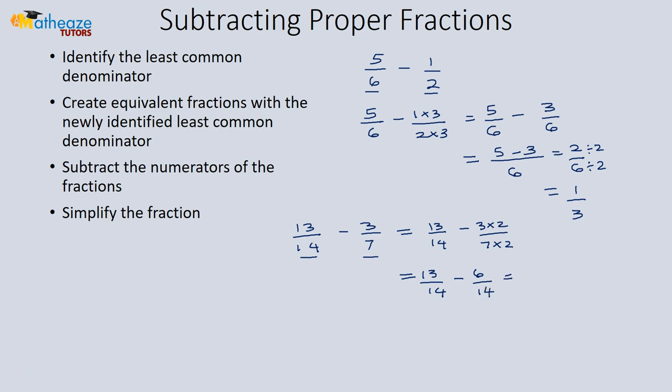So 13 minus 6, well, let's start with this. We have a least common denominator 14, so we can subtract 6 from 13. This gives us 7 over 14, and we can simplify this by dividing numerator and denominator by 7. This gives us 1 over 2.